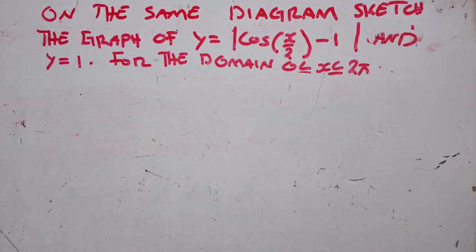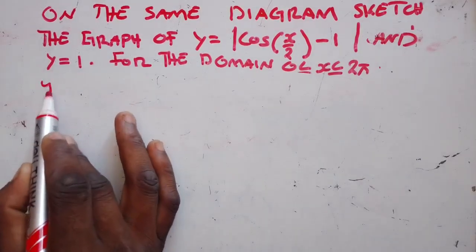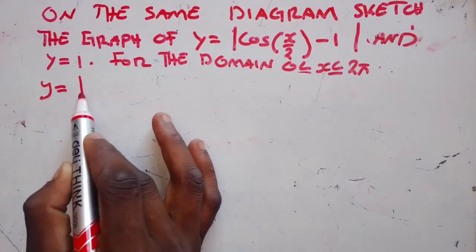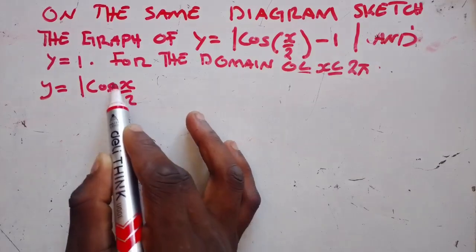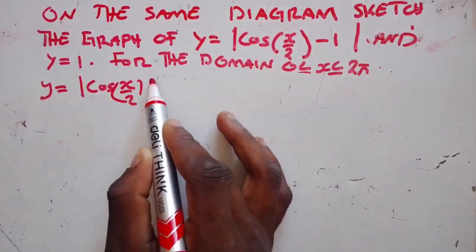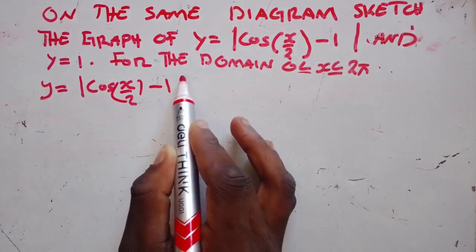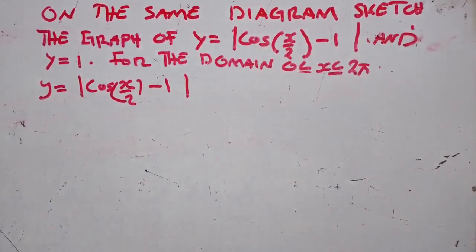So we have been taught to graph the function y equals the modulus of cos x over 2 minus 1 and y equals 1. We have these two functions. The first one is y equals modulus of cos x over 2 minus 1. This means modulus.